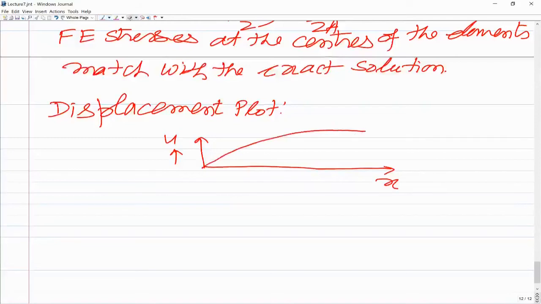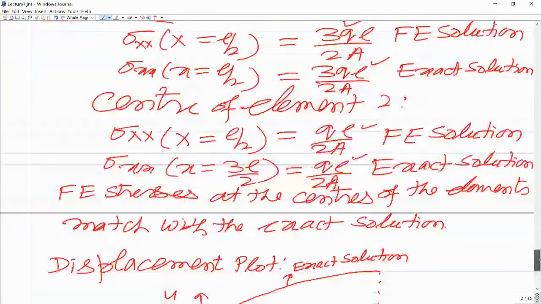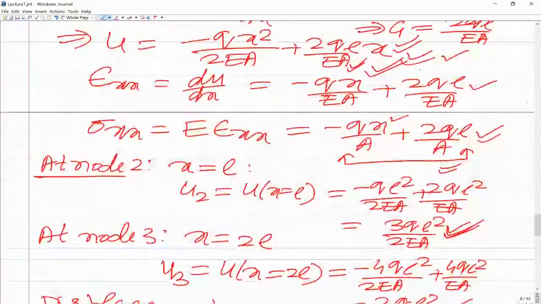So that displacement plot would be something like this. This is the exact solution. It's a quadratic, so as you see, this is a nonlinear curve. I'm just trying to show you the plot of this expression that we have got over here, this one.